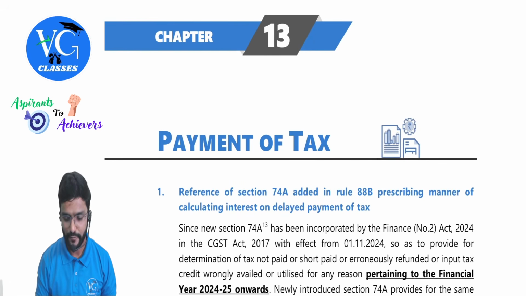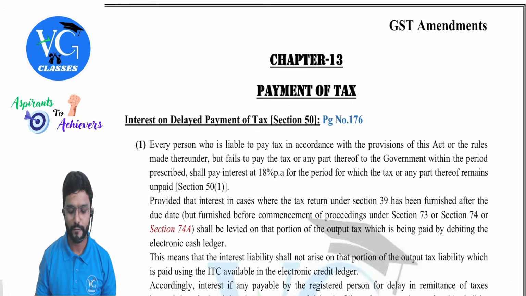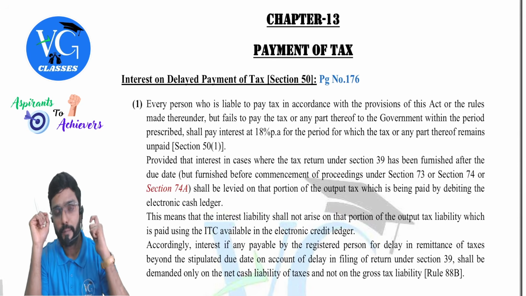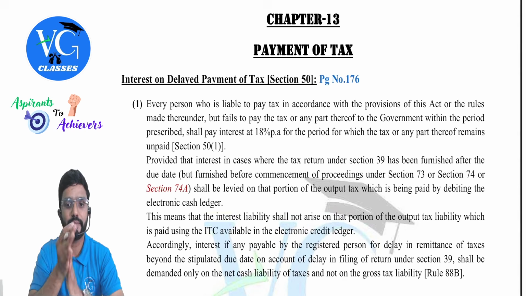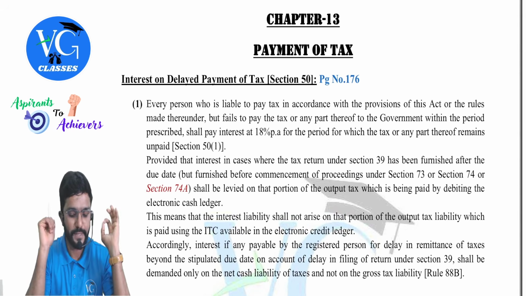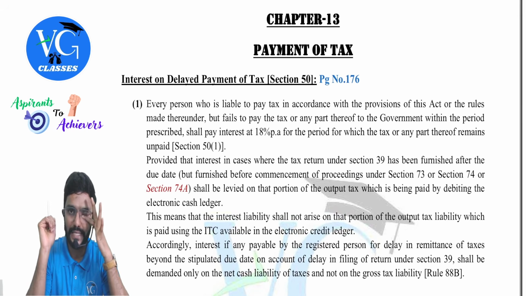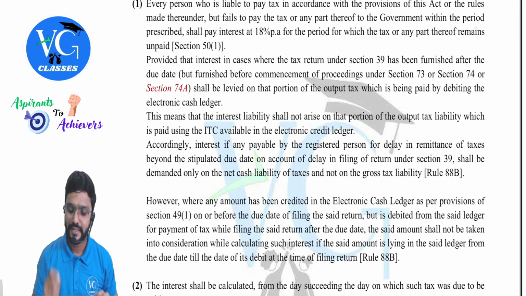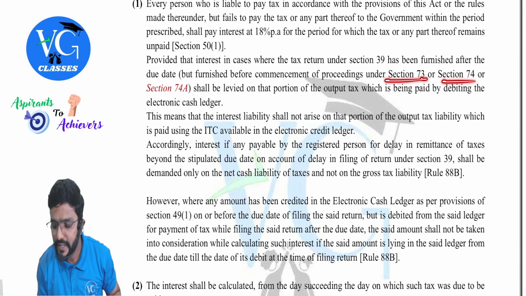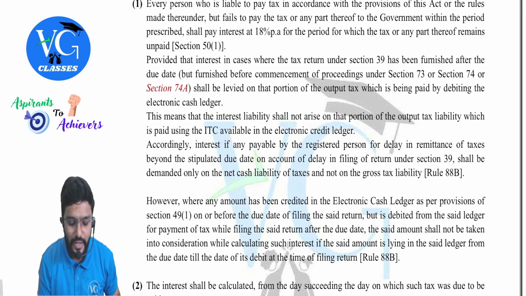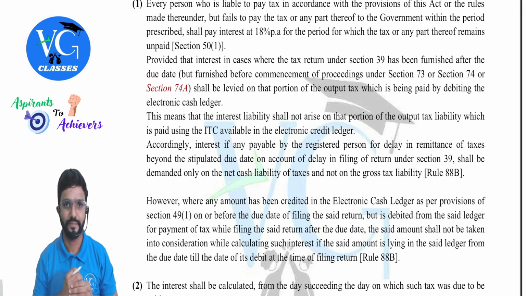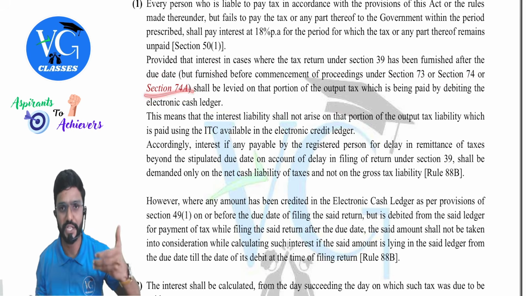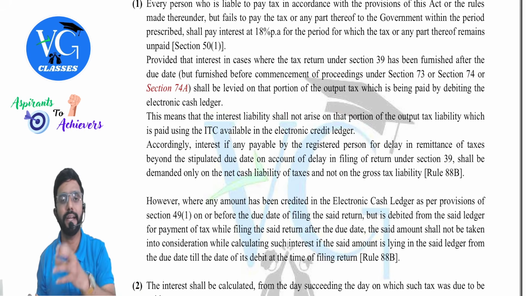Chapter 13, that is payment of tax. Very small change. So come to page number 176, guys. Interest on delayed payment of tax. Section 50. What is the small change amendment? Guys, already we had section 73, 74 here. Okay, in the proviso, add one more section, 74A. See, actually section 73, 74 and now new section 74A talks about demand and recovery.